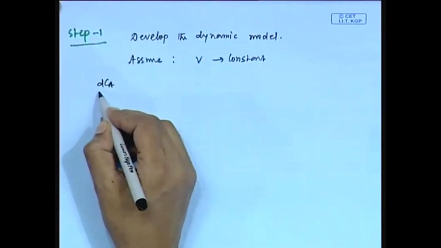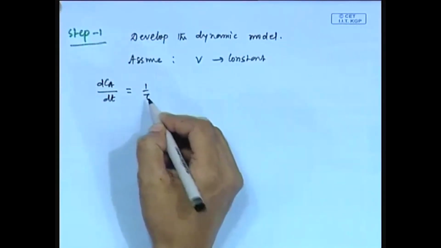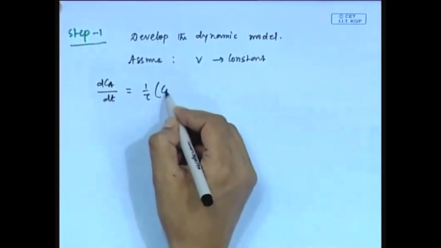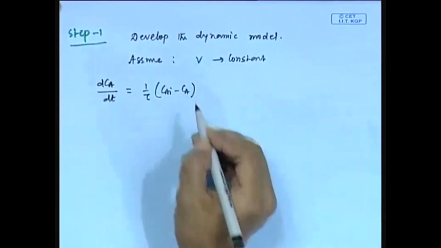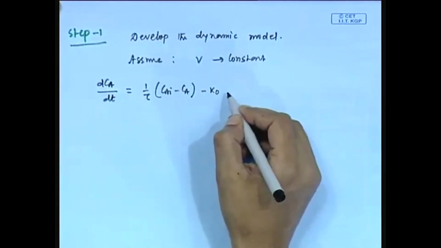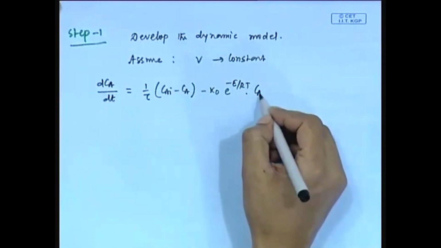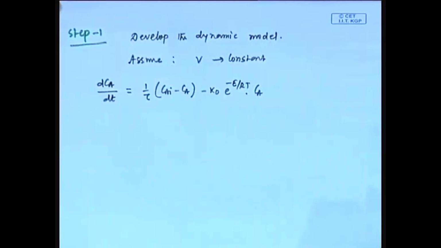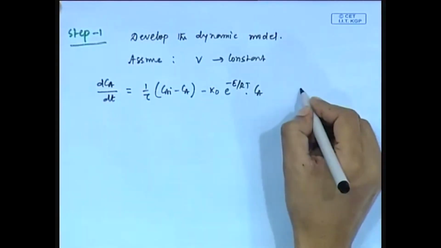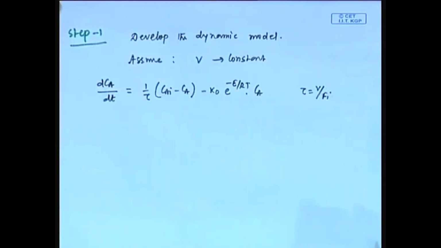So, we will write the final model structure: dCA/dt equal to 1 by tau (CAi minus CA) minus k0 exponential of minus E divided by RT multiplied by CA. Fine. Here tau is V divided by Fi.